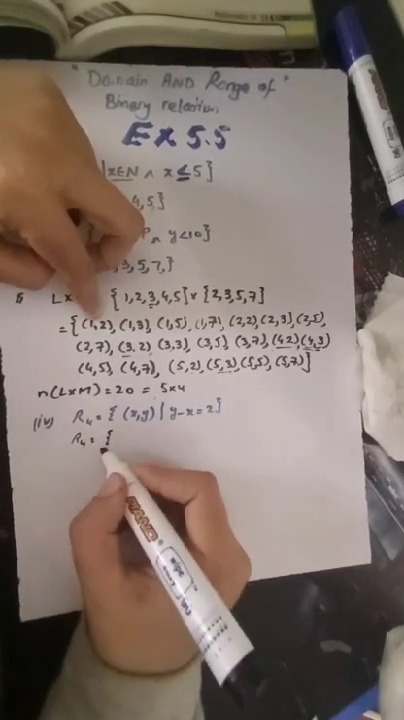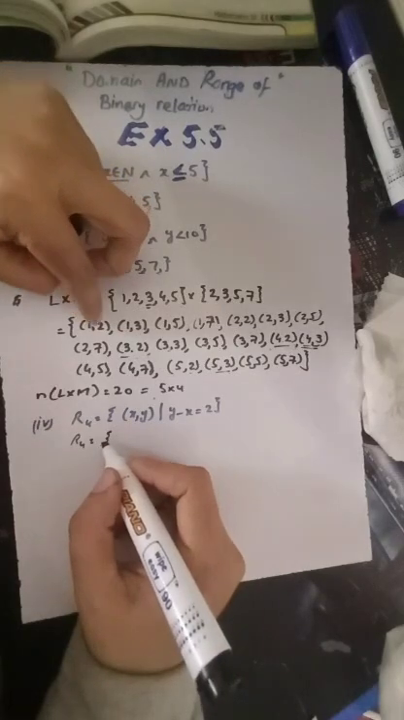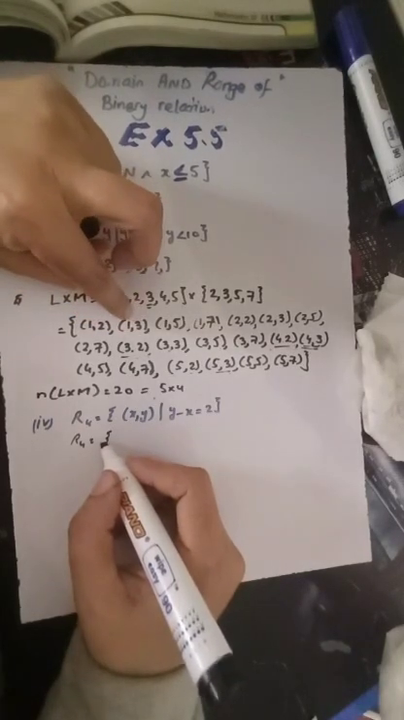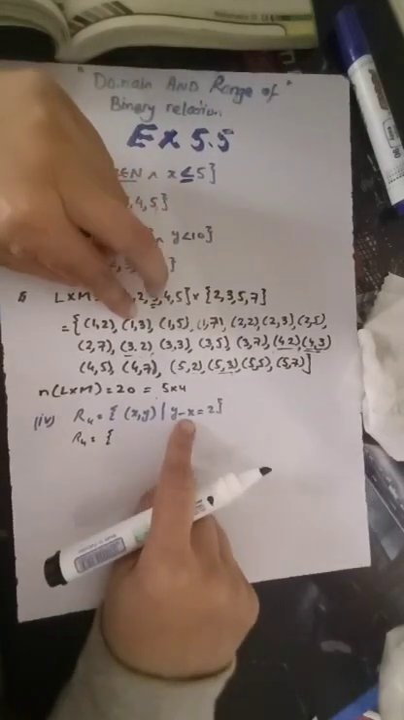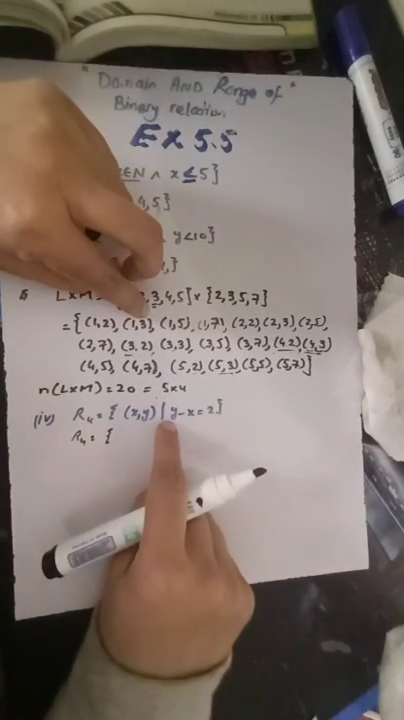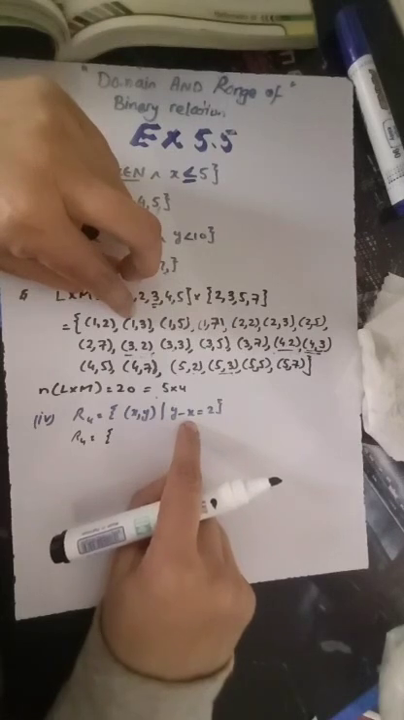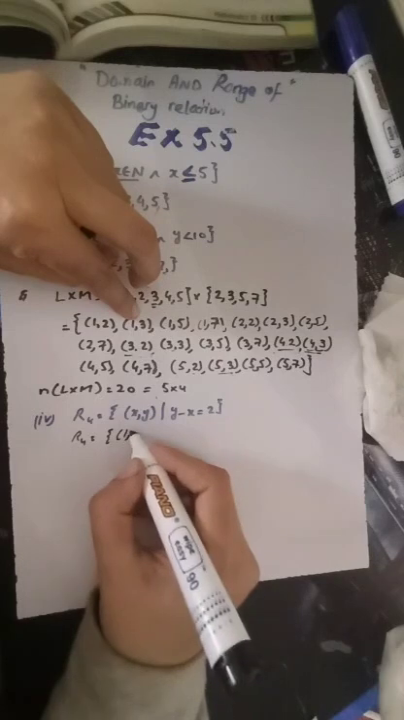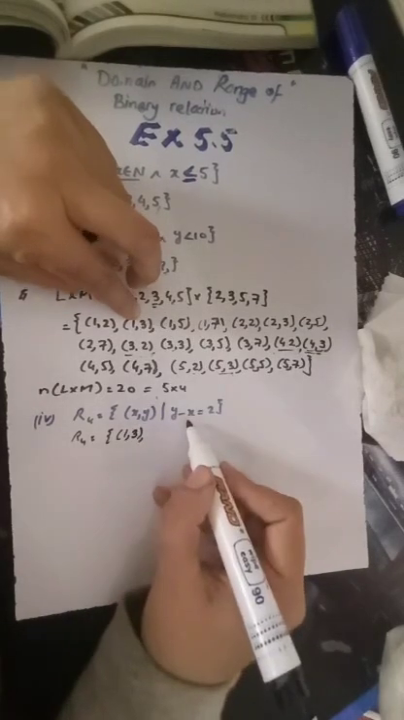Now we know that y minus x is not equal to 2 because 2 minus 1 is 1, not 2. So this does not satisfy. 3 minus 1 is 2, so it is satisfying this condition. 3 is the y element, 1 is the x element. Okay, so 3 minus 1 is 2. So it means that this ordered pair satisfies this condition.